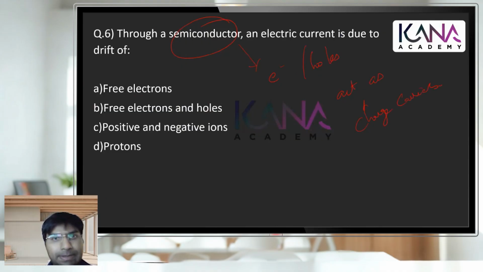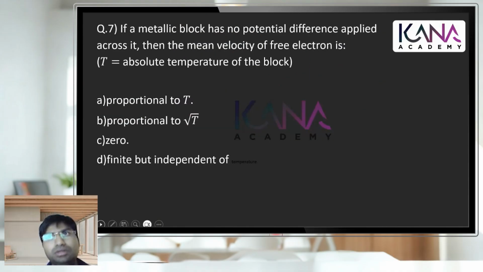Okay. So it's both free electrons and the holes. It's only in the conductor, it's the electrons. Okay. Seventh. So there is no potential difference applied across the metal block. Then the mean velocity of the free electron is like what, they have asked. So here T is like absolute temperature of the block.